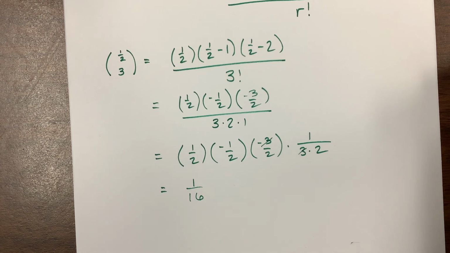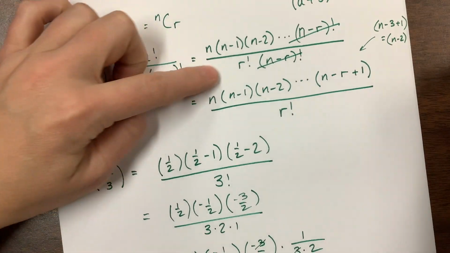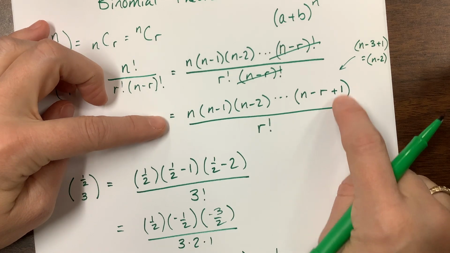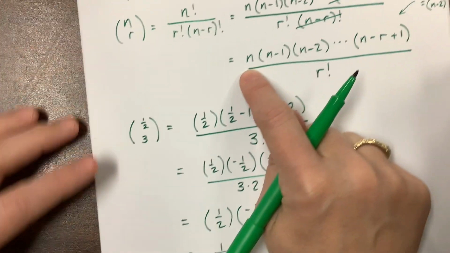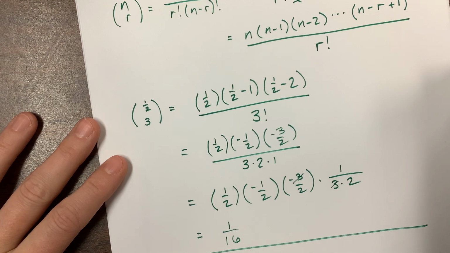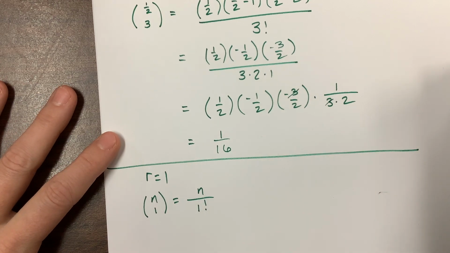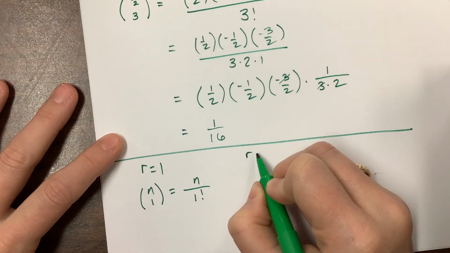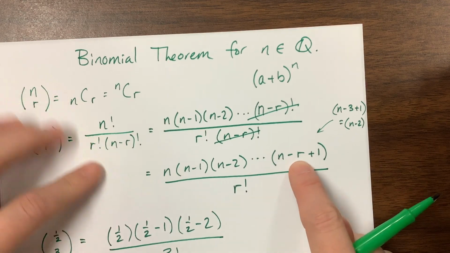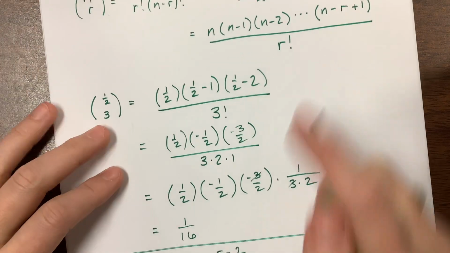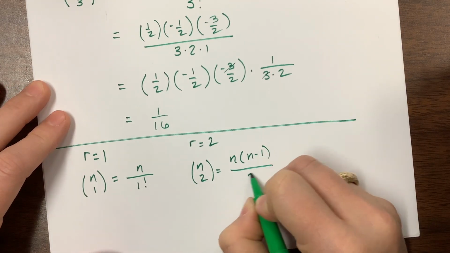Let me say this before I stop the video. When R is equal to 1, we're looking at this right up here. If I have n minus 1 plus 1, that's n minus 0, or plus 0. So all I need is this. So n choose 1 would be equal to n over 1 factorial. When the R value is equal to 2, n minus 2 plus 1 means n minus 1. So I'm going to have this term and that term, and a 2 down below. So n choose 2 is going to be equal to n times n minus 1, all over 2 factorial.